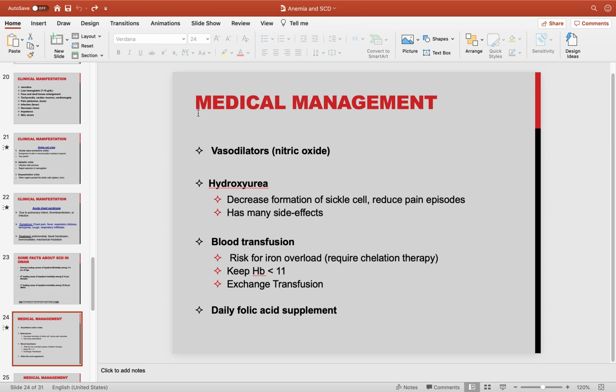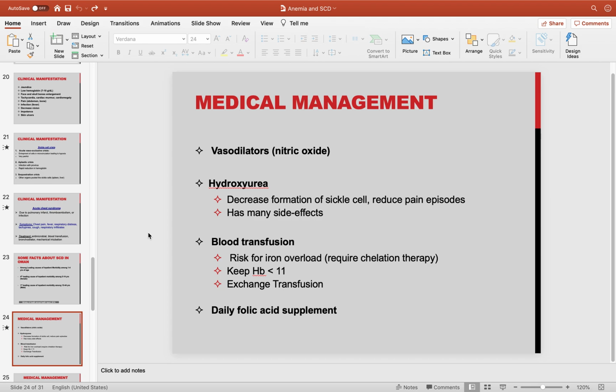And also the patient with sickle cell disease may need blood transfusion, and it's very important that when the patient receives blood transfusion, there is a risk of iron overload. The patient may need coagulation therapy and to keep the hemoglobin less than 11, and also exchange transfusion. Maybe the patient sometimes needs exchange transfusion, where we take the blood of the patient and we give the exchange blood.